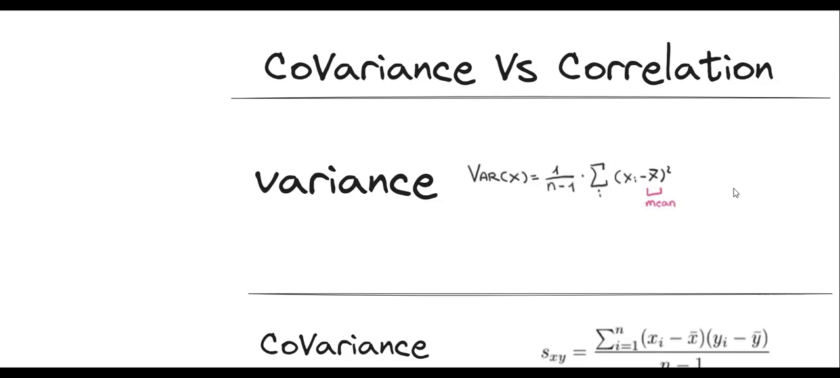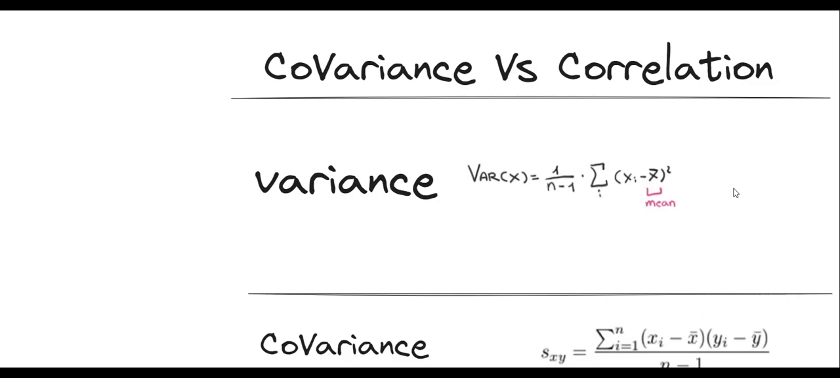Variance is basically xi, which is a point, minus x bar, which is the mean, divided by n minus 1, and we take the square of xi minus x bar. So that is what the formula of variance is.